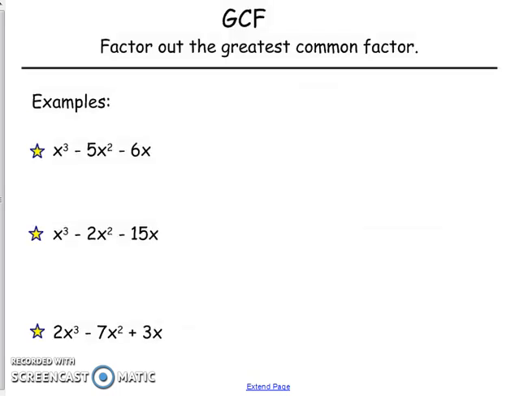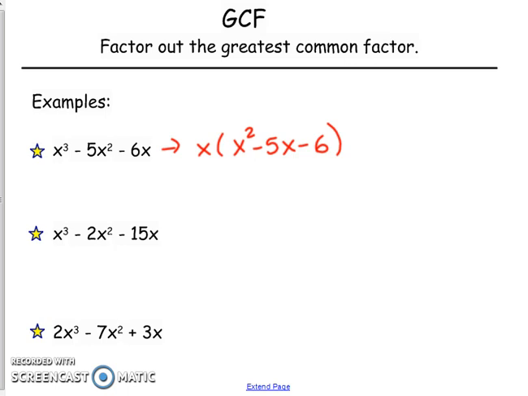The GCF, if we want to factor out the greatest common factor, we're going to do the same thing we do with quadratics. So the first thing you always want to look for is a GCF. So in this first example, x cubed minus 5x squared minus 6x, they all have what in common? An x. If I take the x out, I'm left with x squared minus 5x minus 6.